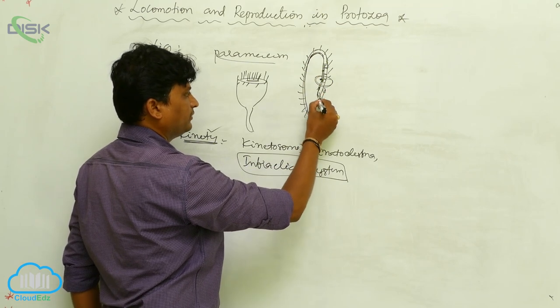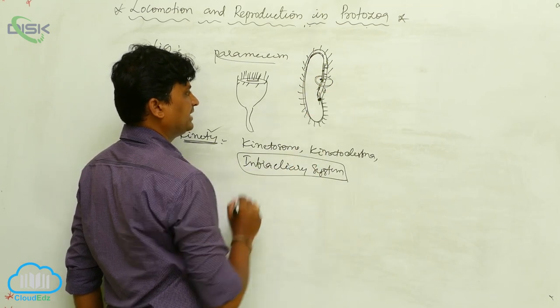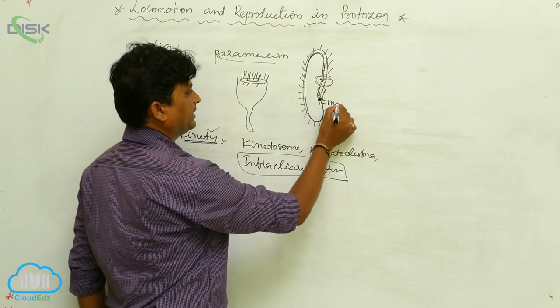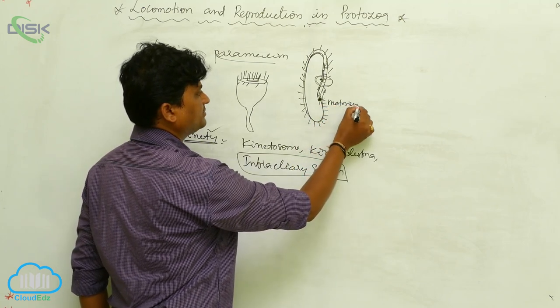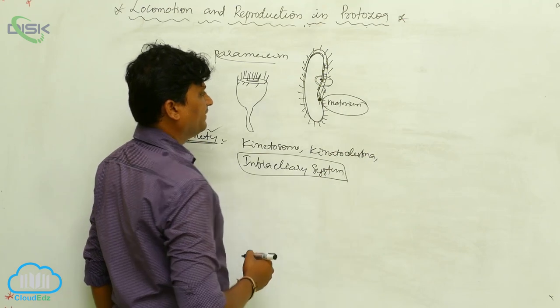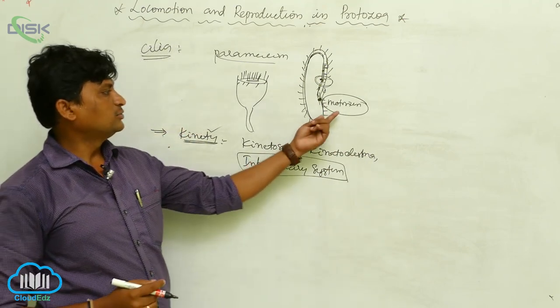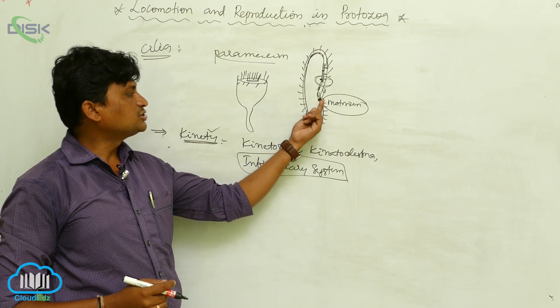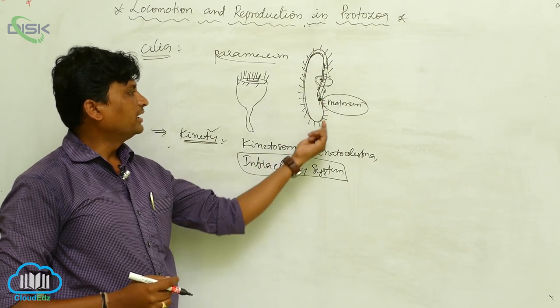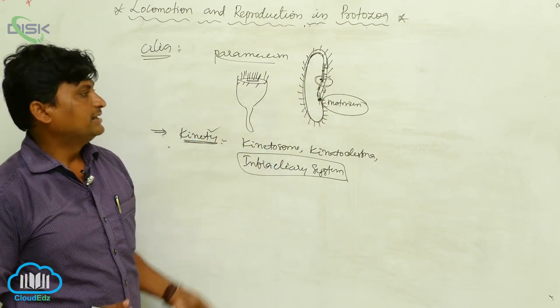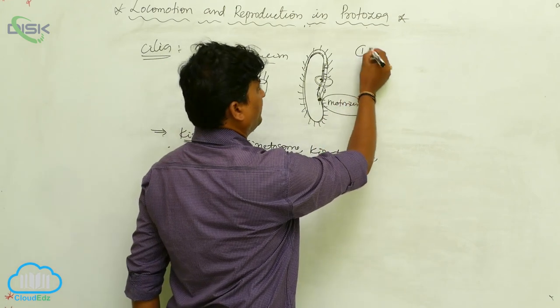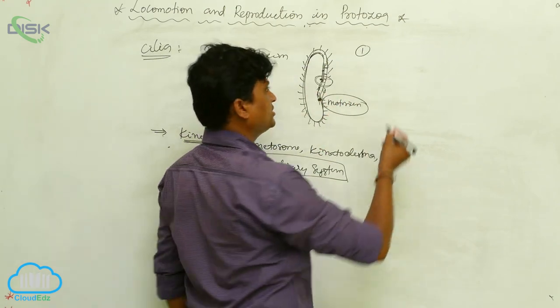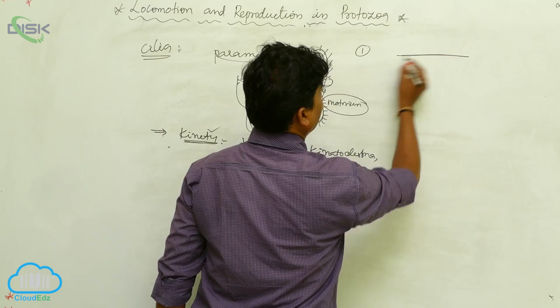All are connected to the area below the pharynx. One more center will be there, the motorium center. This is controlled by the infraciliary system, and the motorium center controls all the ciliary movements. The cilia perform the effective stroke and recovery stroke at a right angle to the pellicle.